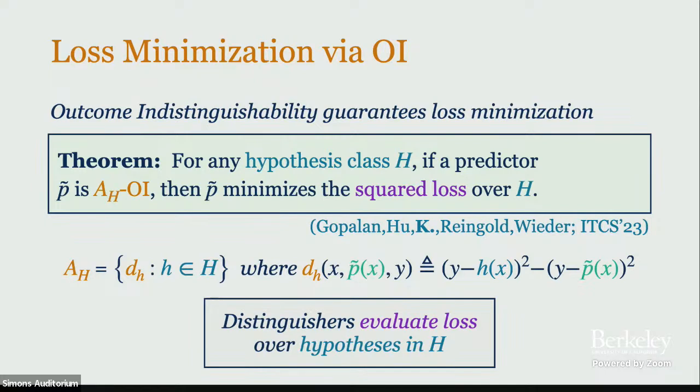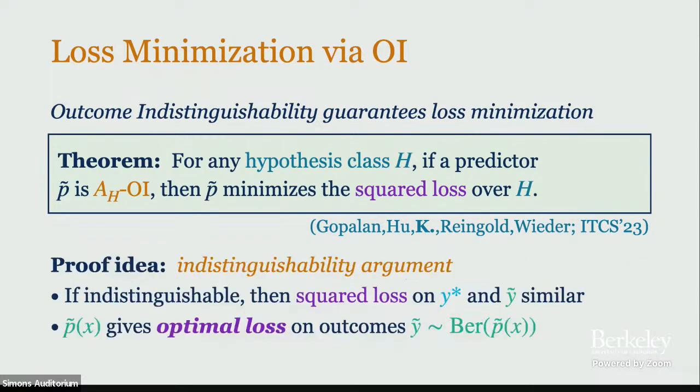And what should you observe here? The observation is that these distinguishers are non-negative only if P tilde is a minimizer. Computing the difference. So if these distinguishers are non-negative, then P tilde is in fact a minimizer.